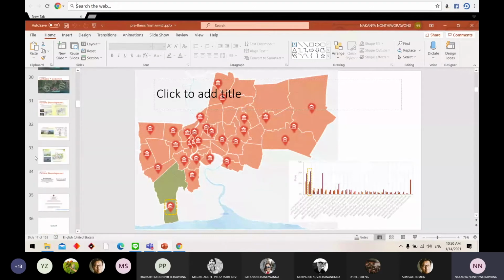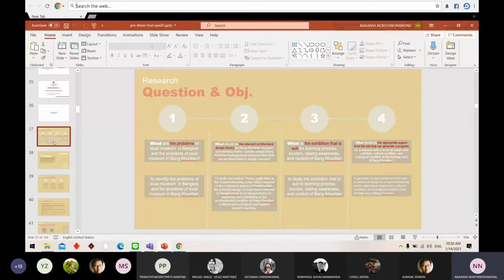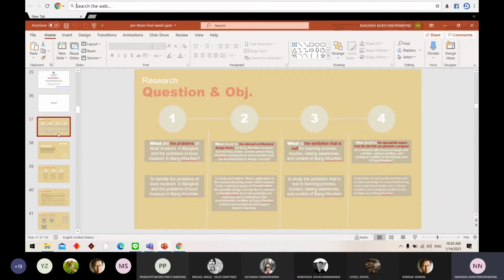So I decided to go and look at what I can do with it. The existing condition of the museum is not so good. There is not enough space for the people and the function is confusing.